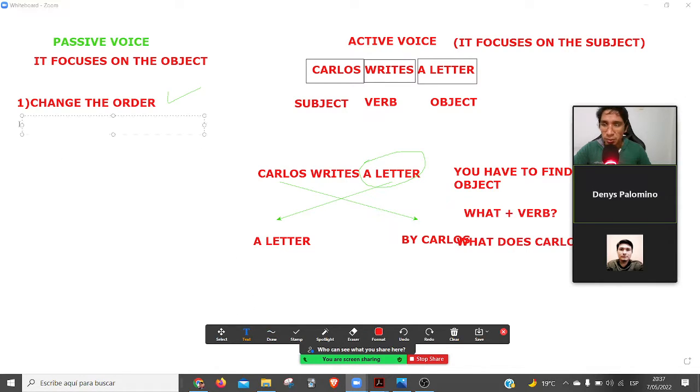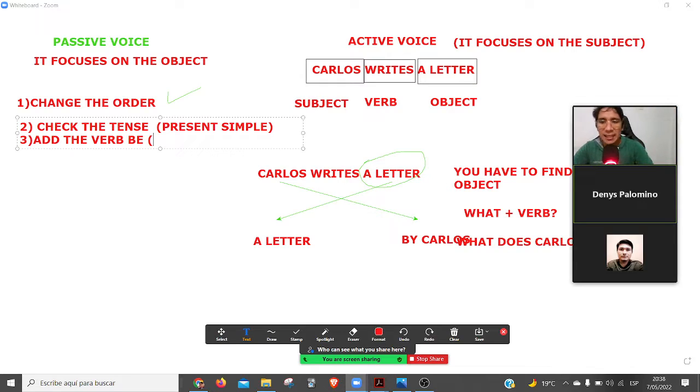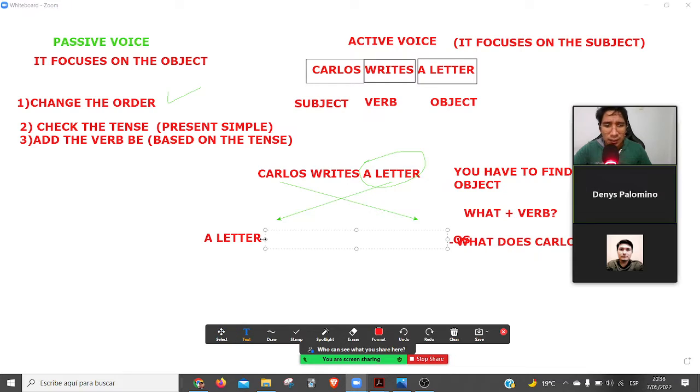Done. Number two. We need to check the tense. What do you mean? Is the present? Is the past? Is the present perfect? Is the past perfect? What tense is that, guys? Carlos writes a letter. Present simple. Pretty good. Next, you need to add the verb be based on that tense. So my question is, what is the verb be that works with a letter in the present simple? Because we need to add be in the present simple.